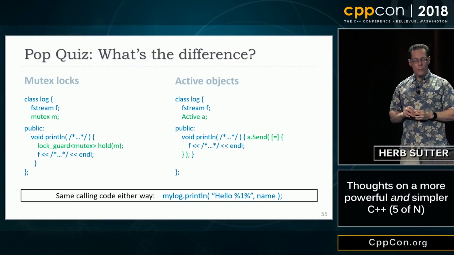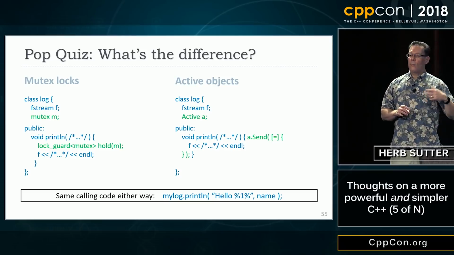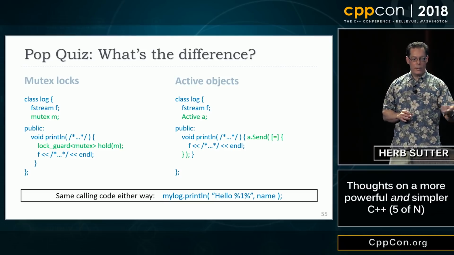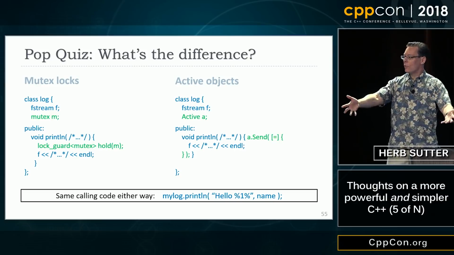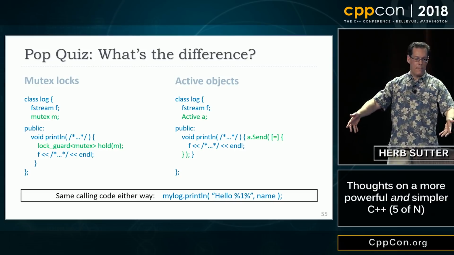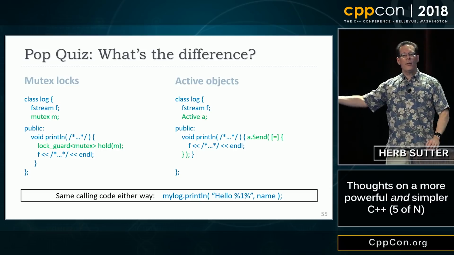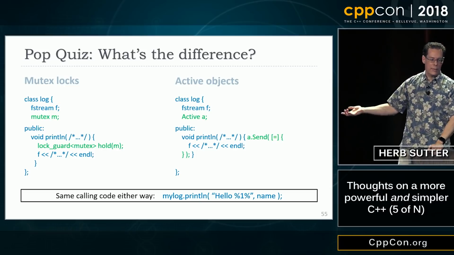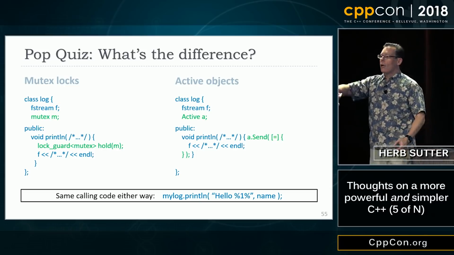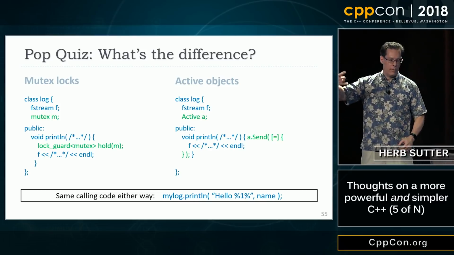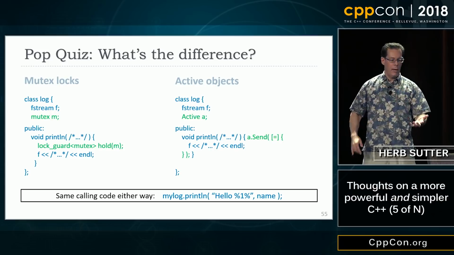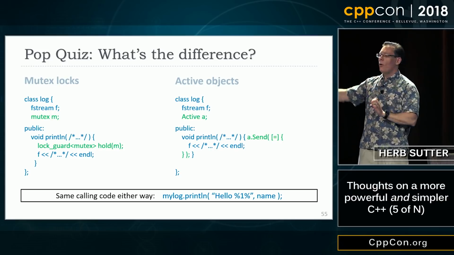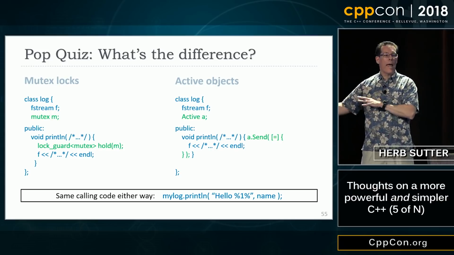Now let's say we use that to, on the right-hand side, write a logger class that's thread safe. It's safe to call externally without external synchronization. Whereas on the left-hand side, the old way we would do it would be with a mutex. And we take a lock inside every call to the printline function. So the calling code is identical. The calling code is mylog.println hello %1 name.